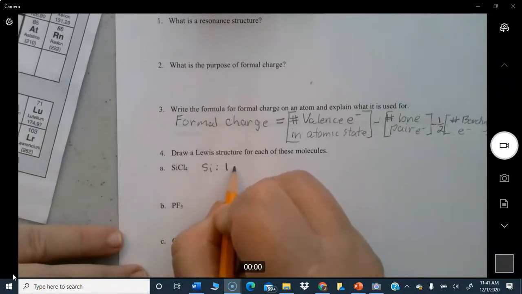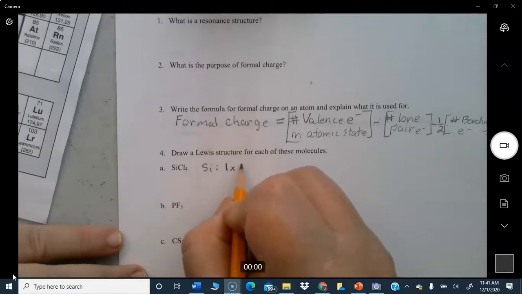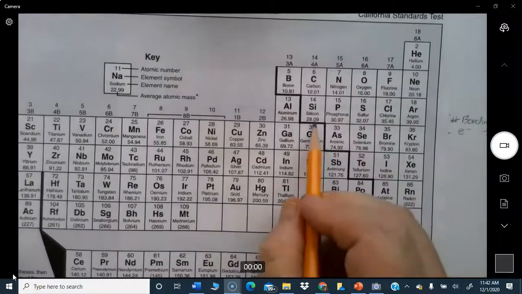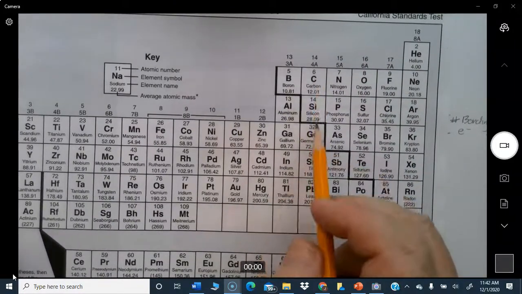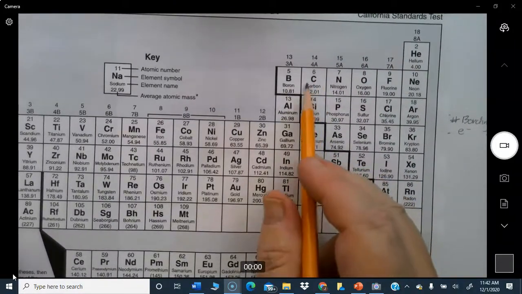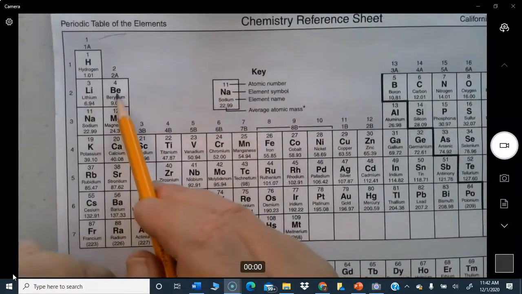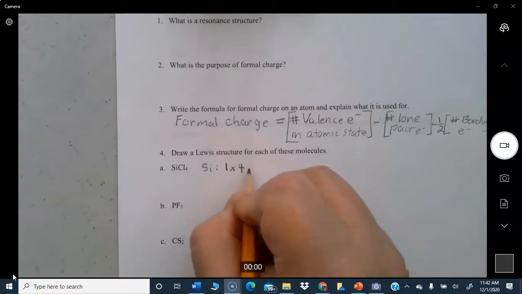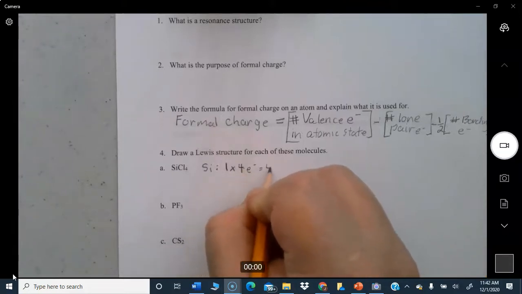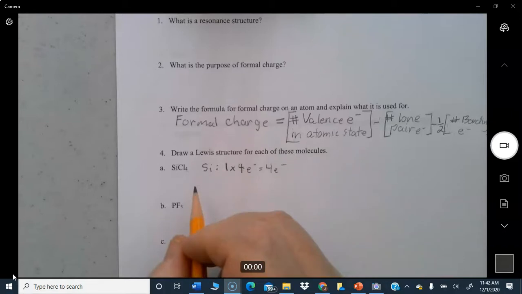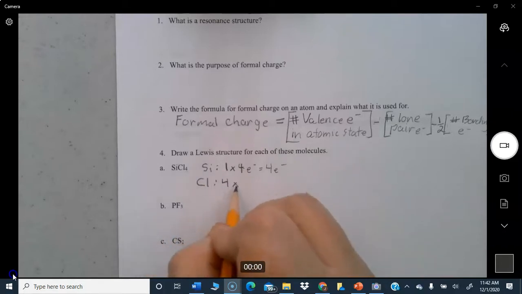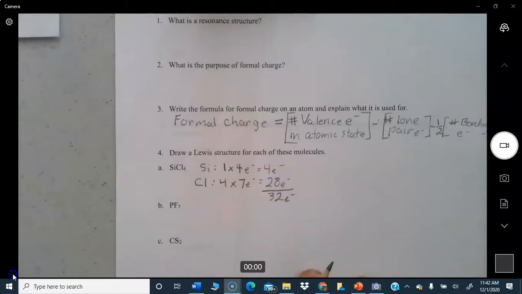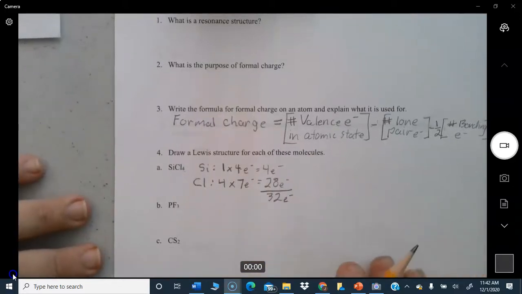So there's one silicon atom, and there's, come to the periodic table, and there's 4. It's in the same group as carbon, so that's 4 valence electrons. 1, 2, 3, 4. So we're going to put 4 there. And for chlorine. Okay, so there you go. So it's a lot of electrons to deal with.